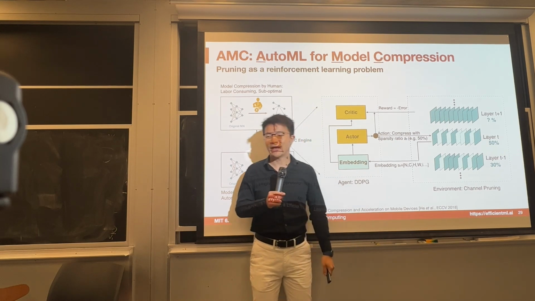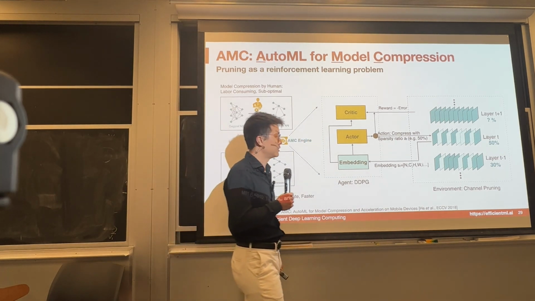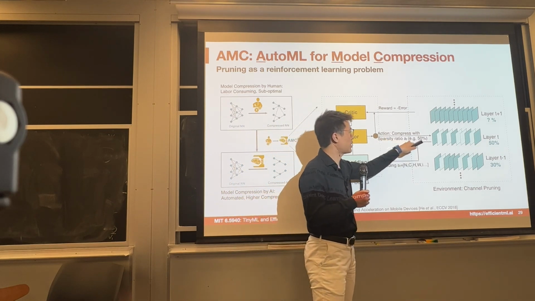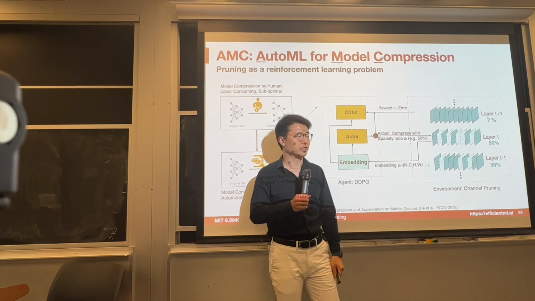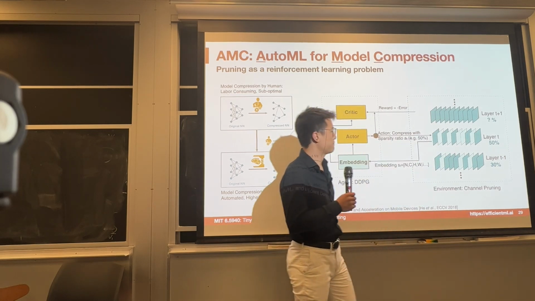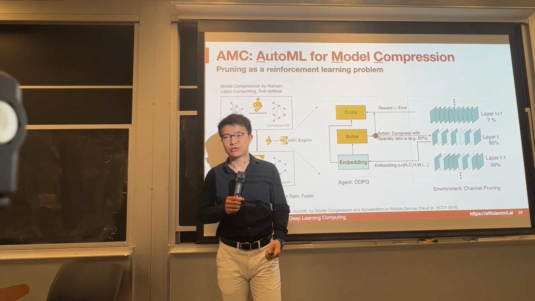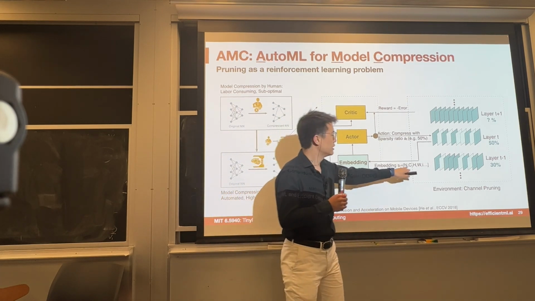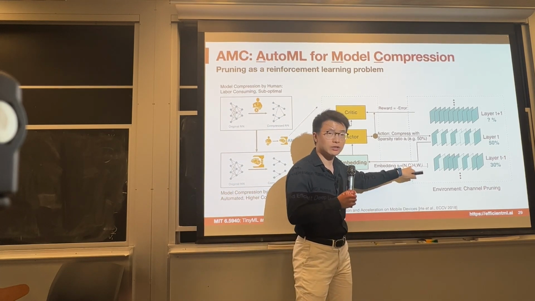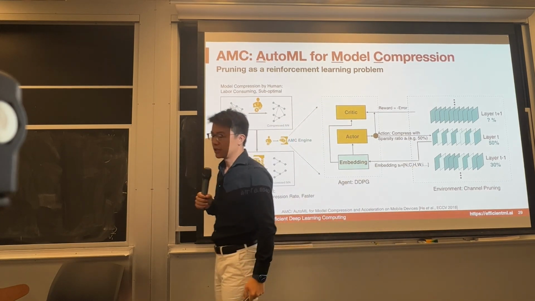So we also have an actor to propose what is the action for the next step. Basically, that's a sparsity ratio for each layer, and we do that layer by layer. And finally, we return the embedding of this pruning method, which is the batch size, the channel number, height, and width, and the index, which is which layer number it is.